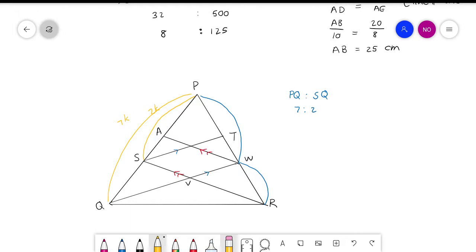Now why is it SQ? Oh, he's right. I don't mind. At least he's paying attention. Sometimes.